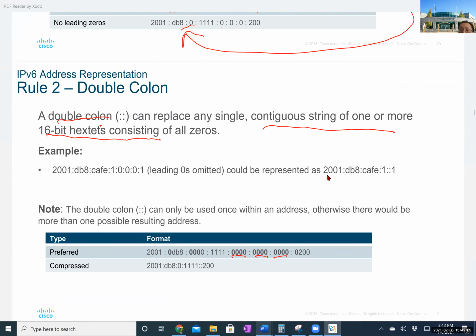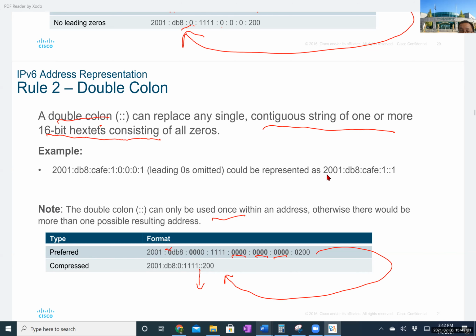So you're able to replace it with the double colon for this one here. Remember, you are only able to do it one time only. You cannot do it more than once. So you see, for this one, you're able to replace it from the original one here. Now look at it, it is way shorter when you compare it to the original one.